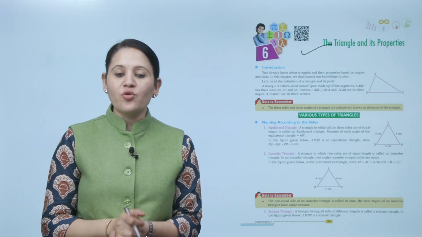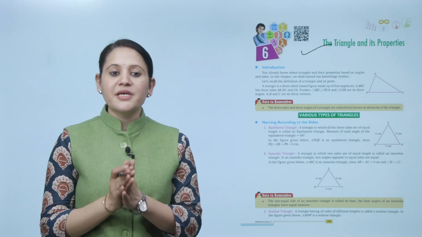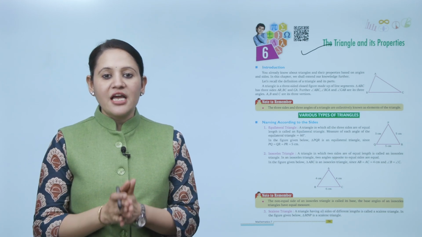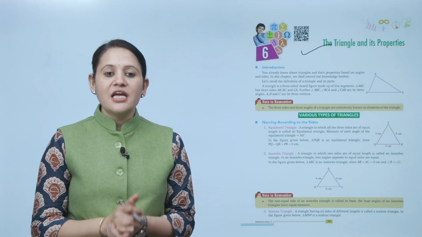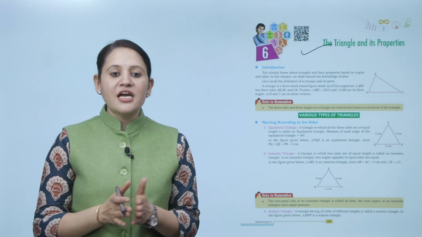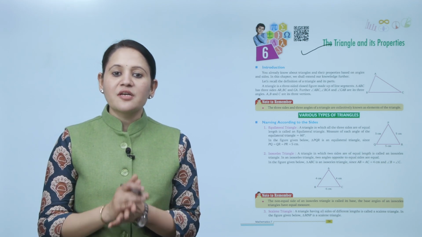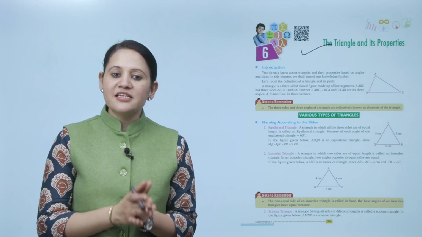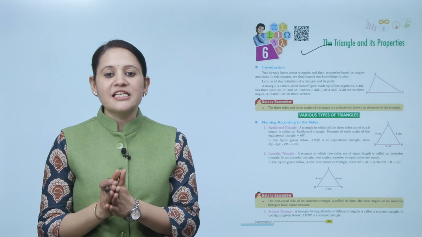Introduction. You already know about triangles and their properties based on angle and side. In this chapter, we shall extend our knowledge further. Let's recall the definition of the triangle and its parts. The triangle is a three-sided closed figure made up of line segments. Triangle ABC has three sides, AB, BC and CA.